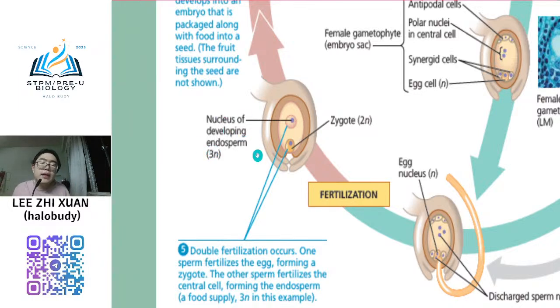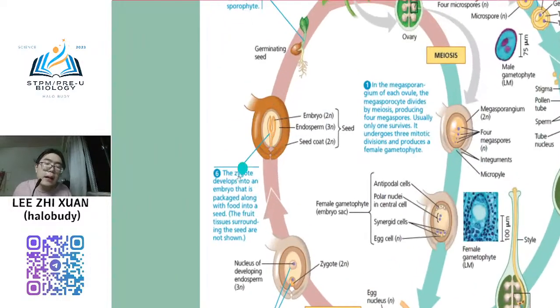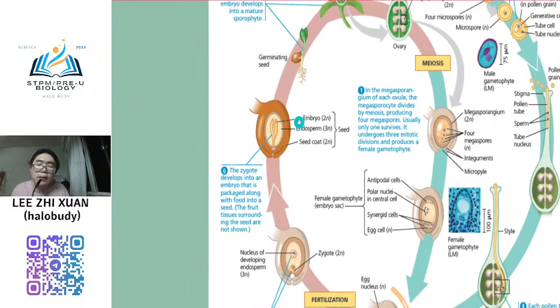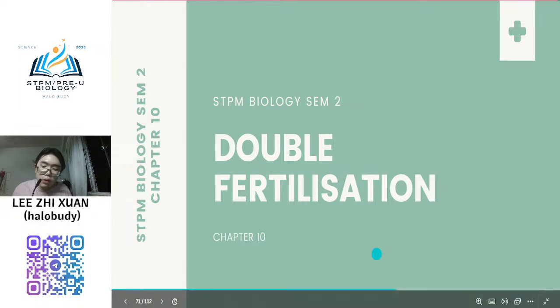That is why we call it double fertilization, because there are two fertilizations occurring at the same time. One fertilization occurs at the egg cell to form zygote, and the other occurs at the middle part. It will form endosperm 3n. So this is called double fertilization, and after that it will develop into the seed. So this is seed development. This is the overall process of double fertilization. Okay.